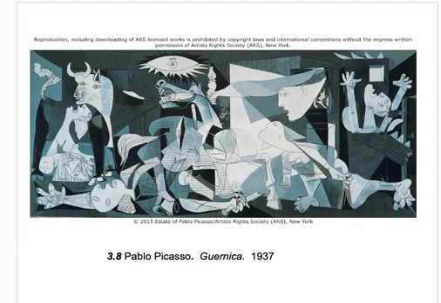Though really none of Europe was out of harm's way. He was at least fairly safe, and he submitted this to be hung at the Paris World's Fair of 1937. It is a big painting. It's 25 feet by 12 feet in size.